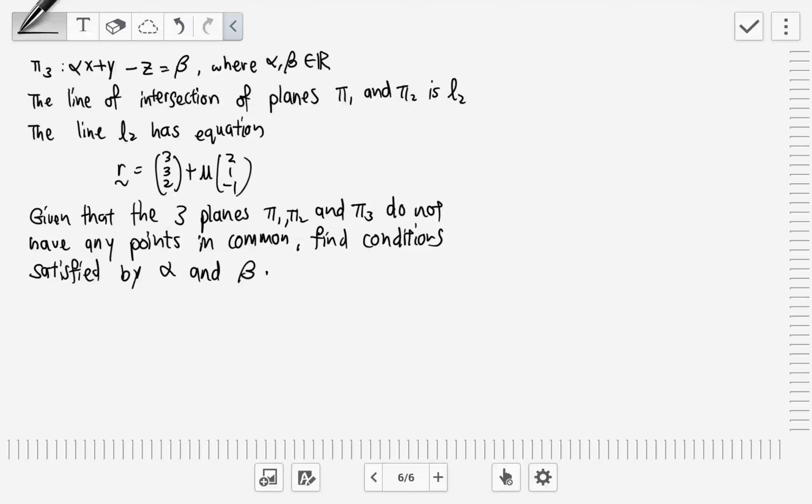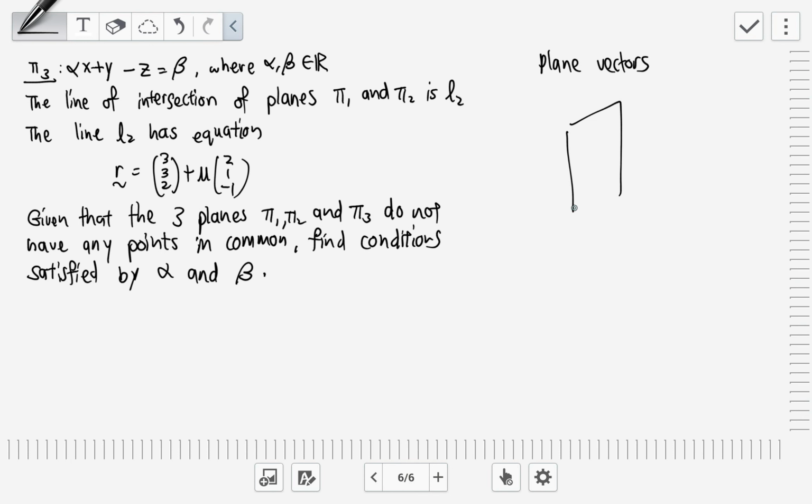This is a question on plane and vectors. It's given that plane 3 has a Cartesian equation where alpha and beta are real numbers. The line of intersection of the two other planes is L2. So imagine there are two other planes. Their line of intersection is L2.